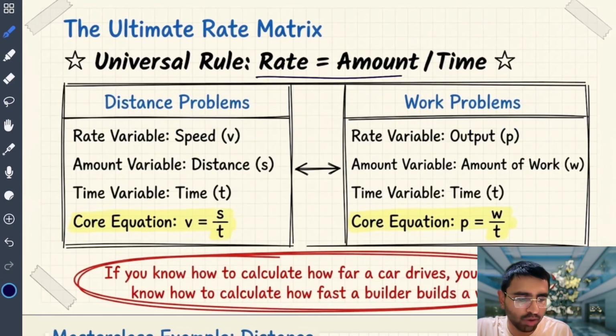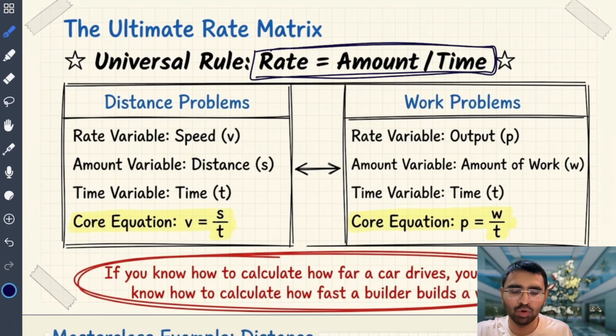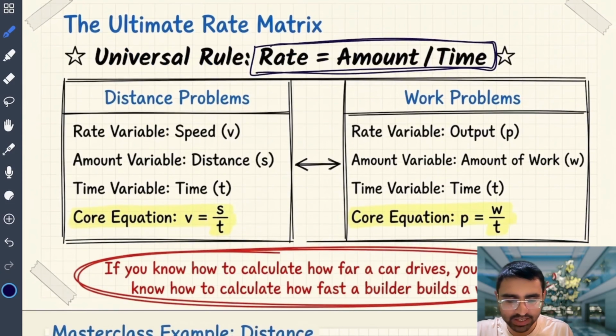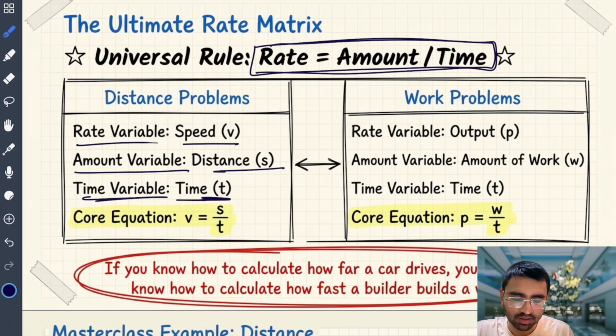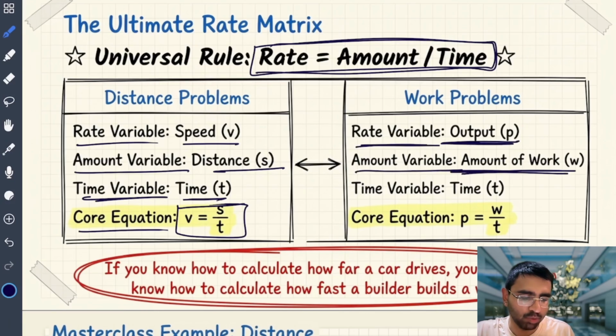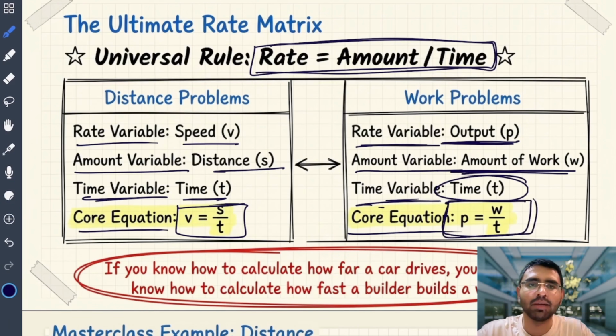Universal rule is that rate is equal to amount by time. So in distance problems, rate variable is speed V, amount variable is distance S, and time variable is T. So the core equation will be speed is equal to distance divided by time. And in work problems, the rate variable is output P, amount variable is amount of work W, and time variable is time T. So the equation will be output is equal to work by time.